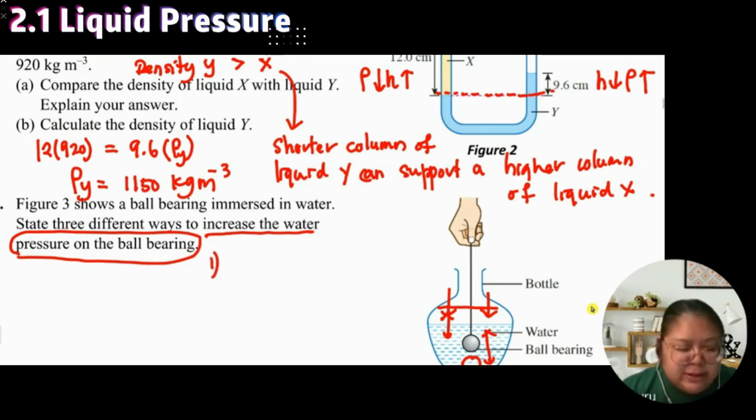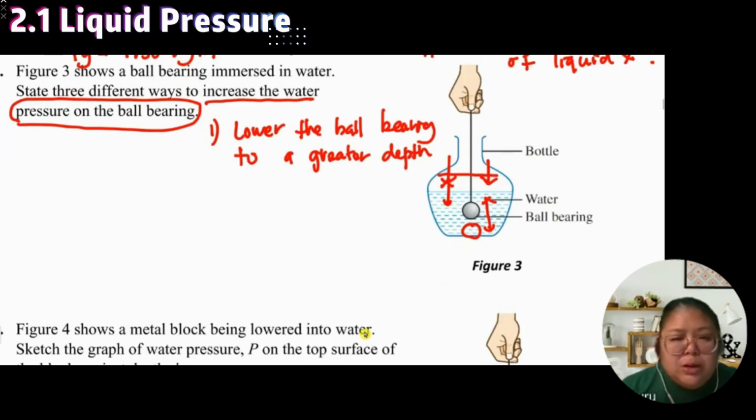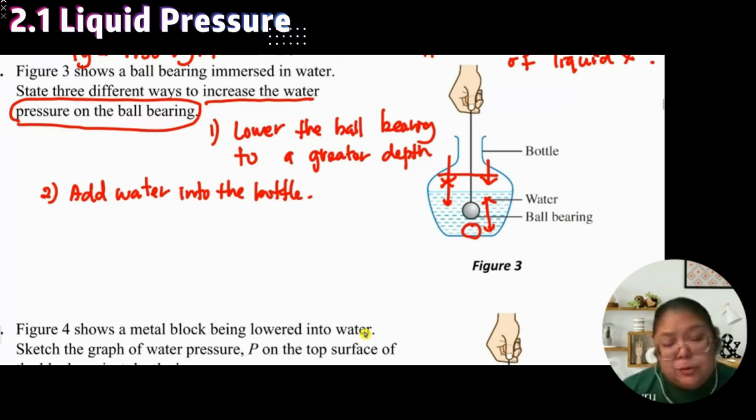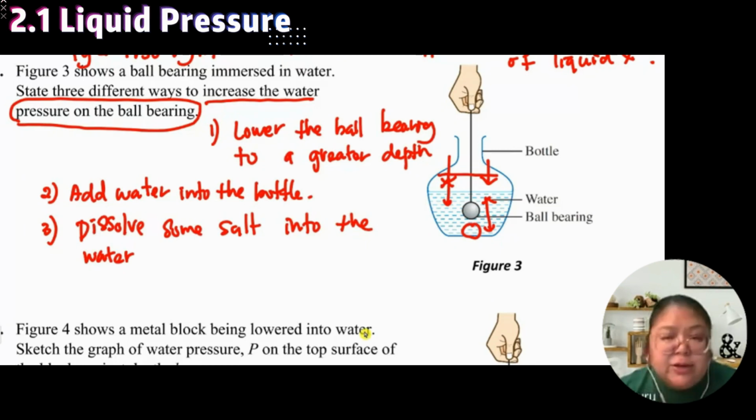So up here, the first one, I say lower the ball bearing to greater depth. Lower means I create greater depth. Number 2, I add water, and when I add the water, the depth also increases. Number 3, density. We cannot change the liquid, so you can only add something. You add salt. When you add the salt, it dissolves and becomes a salt solution in the water. Density will increase. So that is how we increase the pressure acting on the ball bearing.